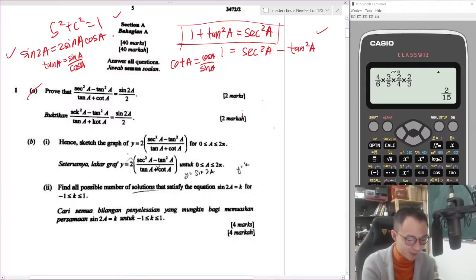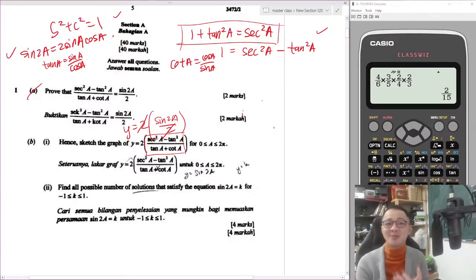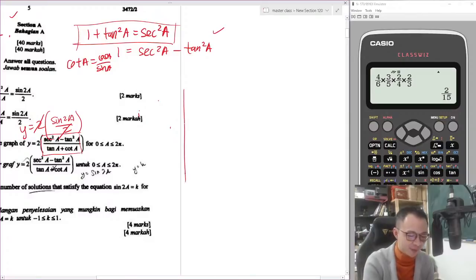Now they ask us to sketch this graph. So we know the whole thing here is actually equal to sine 2A over 2, isn't it? So I multiply by 2 to get my y. The 2 and 2 I simplify here. You realize my y equals sine 2A, right? So right now, I want to draw sine 2A from 0 to 2 pi. So this is what I will do. y equals sine 2A.